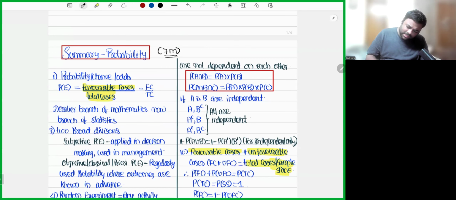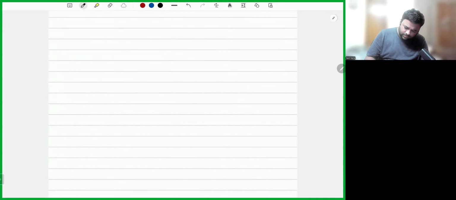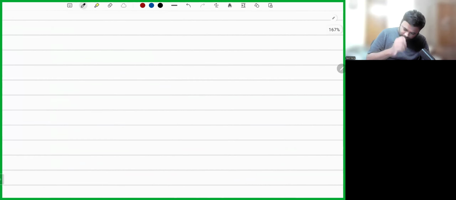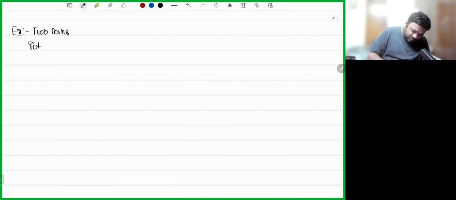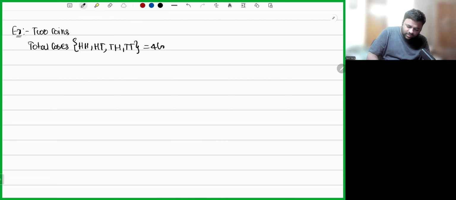Let me take you through an example. I'm tossing 2 coins, my dear friends. If you're tossing 2 coins, what are the total outcomes? Total cases. You can get either head-head or head-tail or tail-head or tail-tail. Total 4 cases are possible. Right?